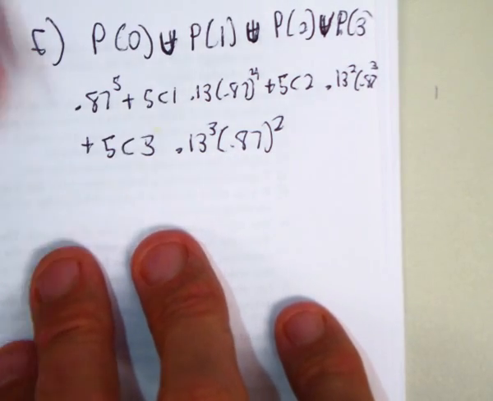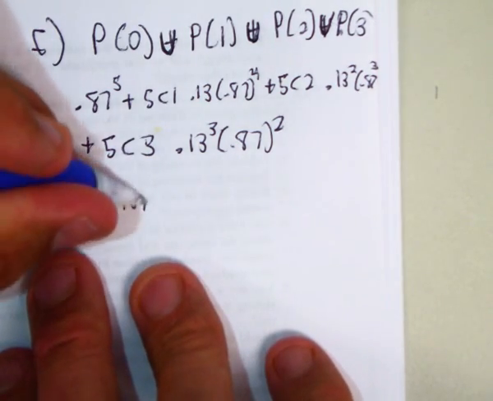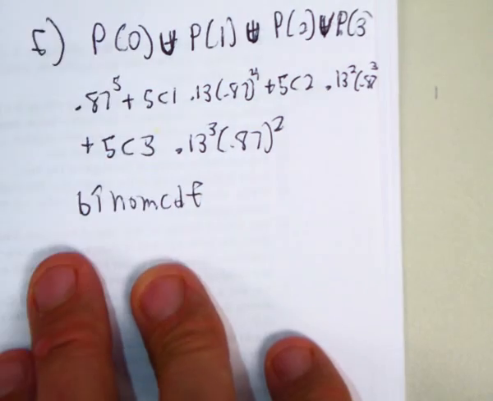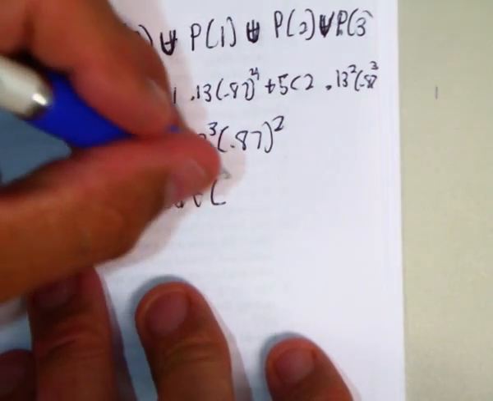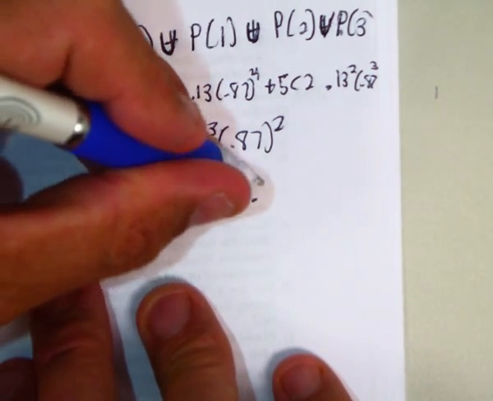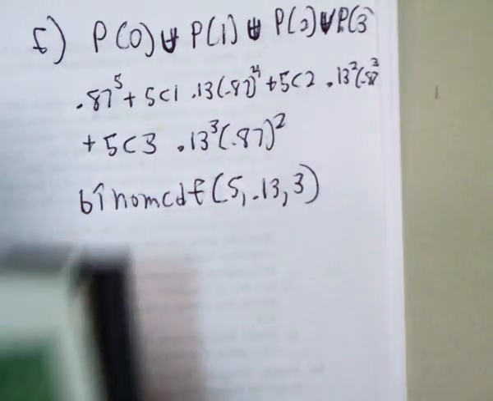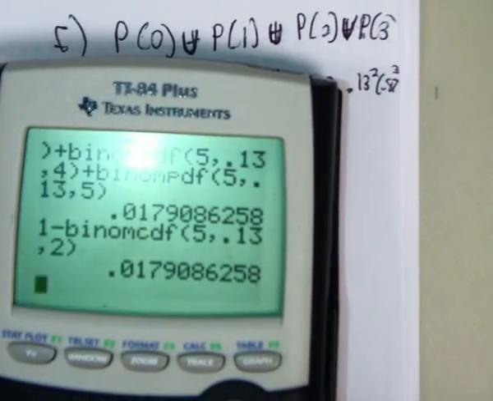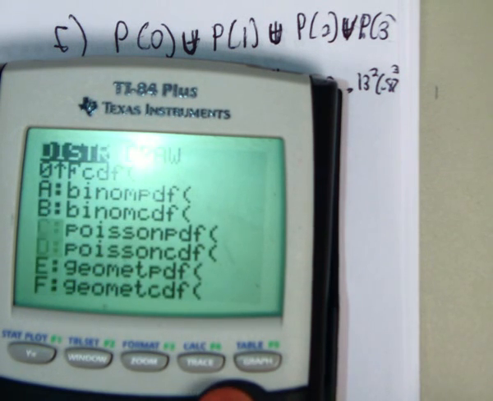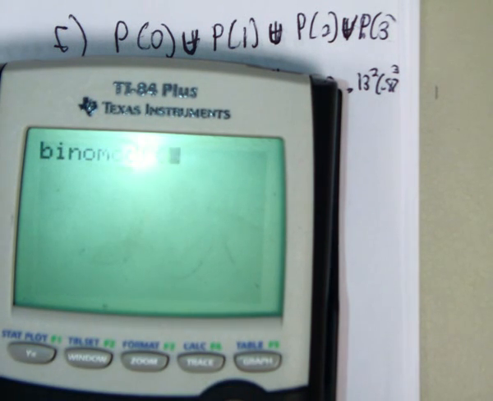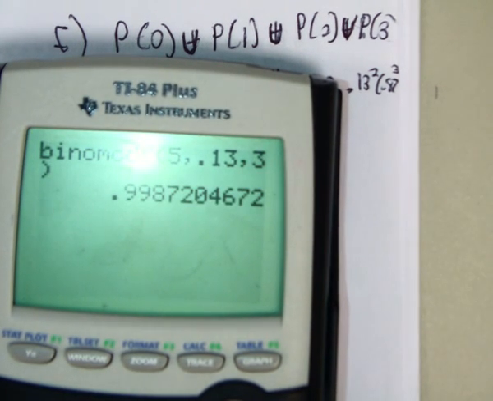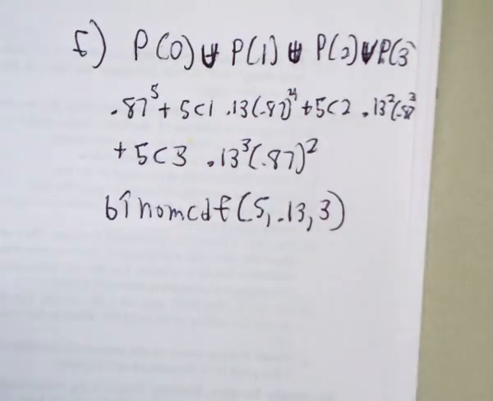But the easiest way to do it is just do binom CDF. Binom CDF will sum for you from 0 to 3, and we're going to do 5, comma 0.13, 3. Okay. If we do that out, binom CDF 5, comma 0.13, comma 3, and we get 0.9987. That is correct.